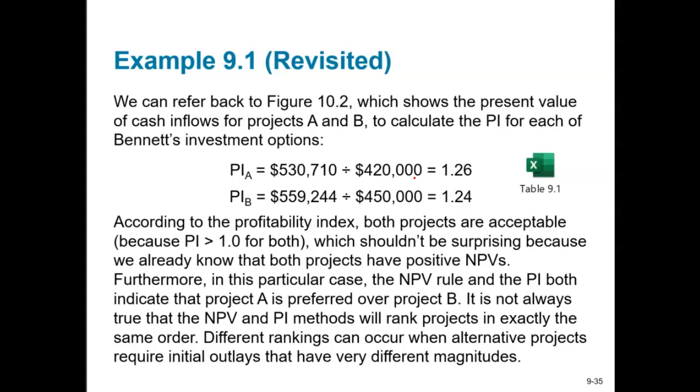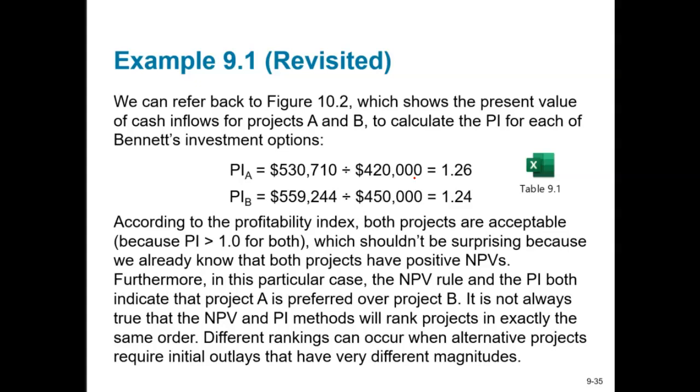Furthermore, in this particular case, the NPV rule and the PI both indicate that project A is preferred over project B. It is not always true that the NPV and PI methods will rank projects in exactly the same order. Different rankings can occur when alternative projects require initial outlays that have very different magnitudes.